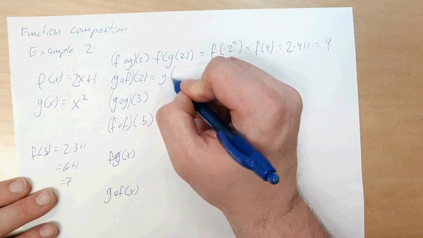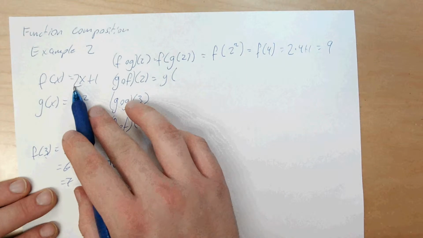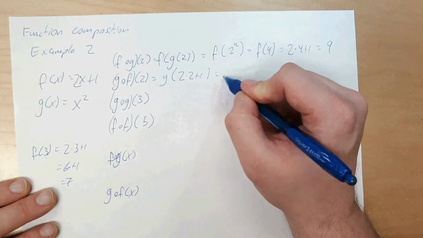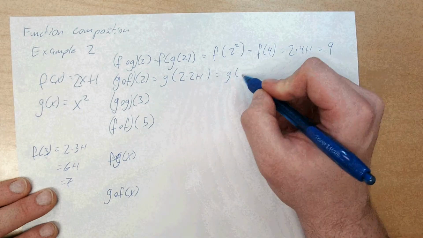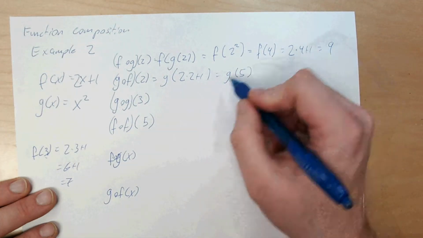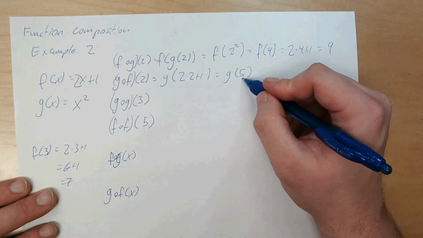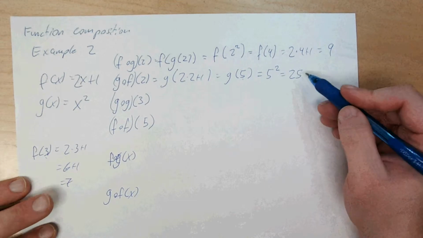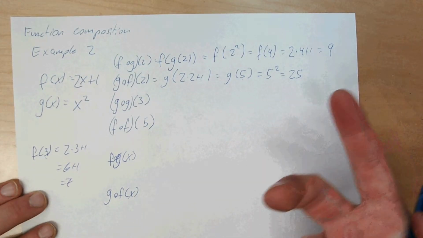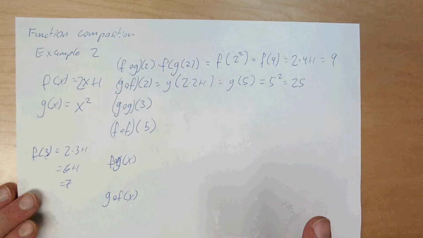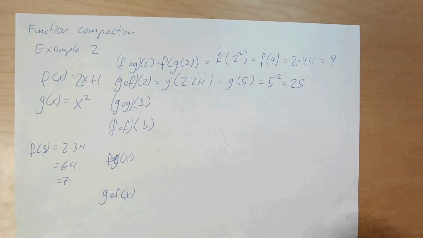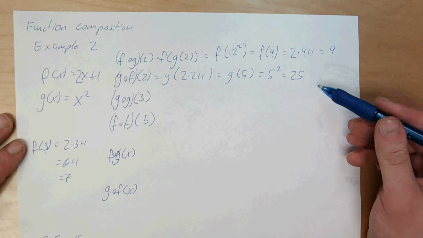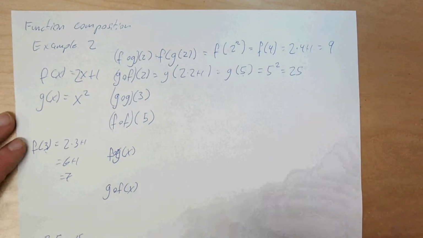Well, that's going to be g of f of 2, and f is 2x plus 1. So it's going to be 2 times 2 plus 1, which is 5. And then g is the input squared, so it's going to be 5 squared. That's 25, which is not 9. So as I was describing, when you switch the order, when f becomes g and g becomes f, you don't get the same thing, which is unlike what happens when you do something like multiplication or addition.